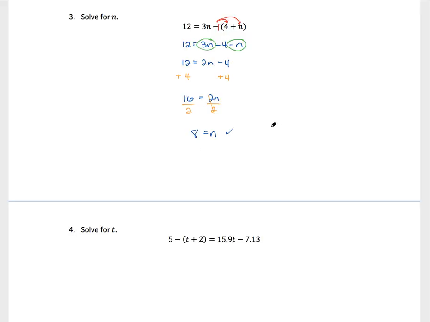And if you wanted to check your solution, you can always check your answer by plugging 8 back into the equation and double checking to see if that equals 12. So go ahead and work that out, see if it checks out, and that is how you solve this equation.